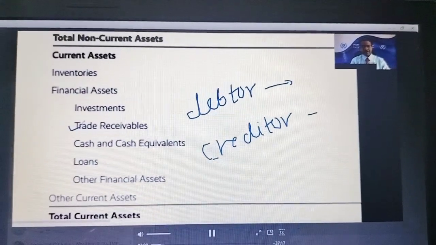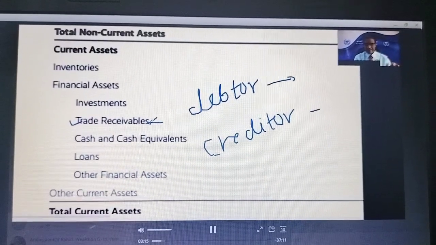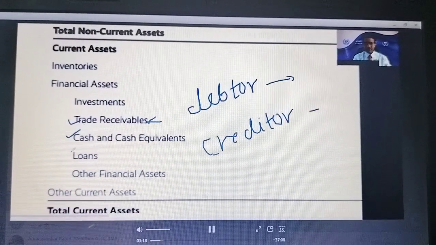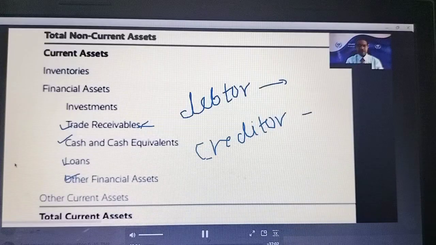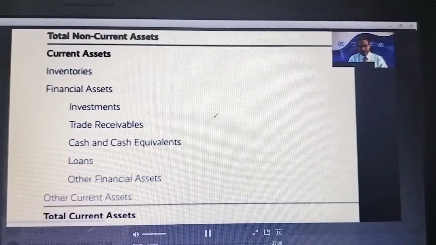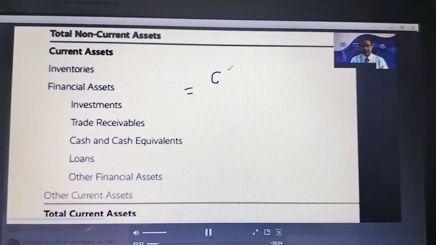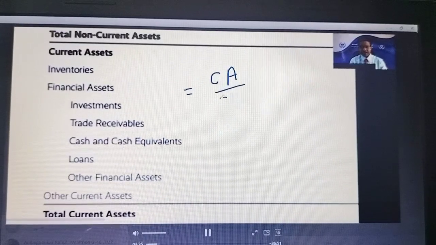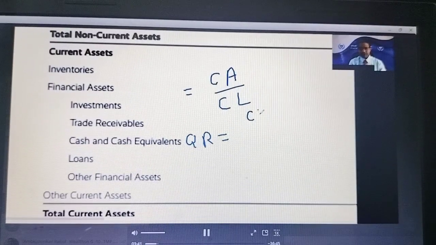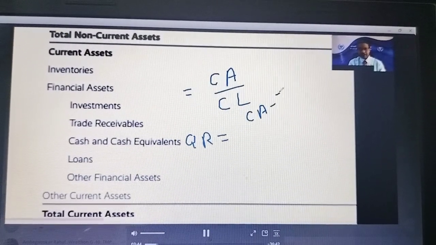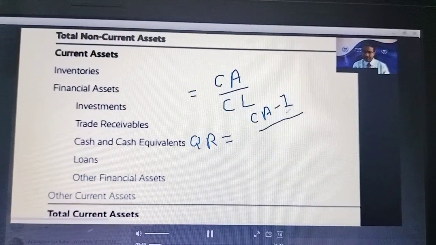So trade receivables are money that is supposed to come in this current financial year. Cash equivalent is in the bank. Loan is when you give a loan and they will pay back, and there are other financial assets and other current assets. Here you find the numbers and work out a ratio called the current ratio, which is current assets divided by current liabilities. Another ratio is the quick ratio, which is current assets minus inventory, divided by current liabilities. The quick ratio is a little more accurate than the current ratio, but the current ratio is the popular one.